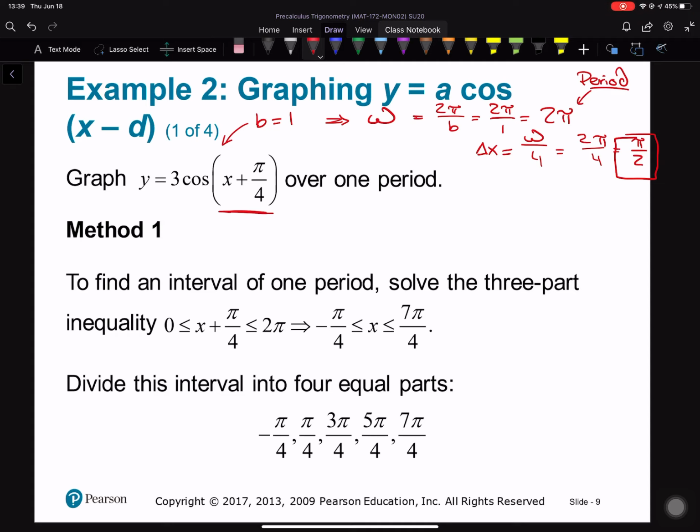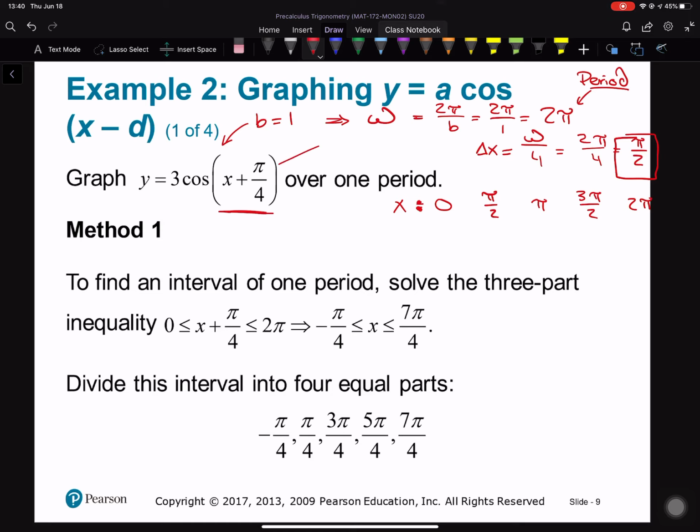Now, there's a couple ways we can do it. We have to know that originally this function starts off at 0, which is why I like to write my x as, and this is not an equal sign, this is actually a colon, my x as 0. Now I'm adding pi over 2 to each of these recursively to get the tick marks along which my graph will be graphed over that one period.